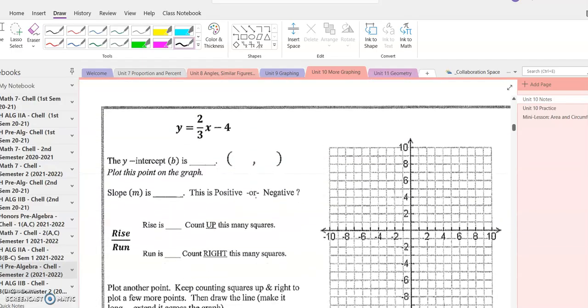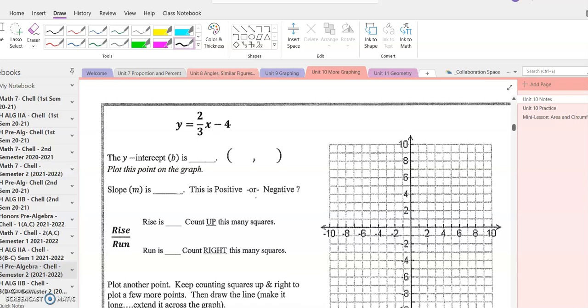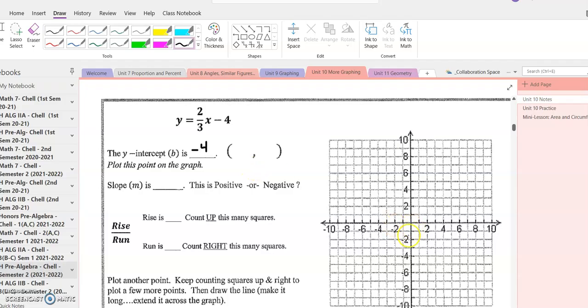Moving on to the next one, y equals 2/3 x minus 4. Again, the y-intercept is minus 4. So I'm going to go ahead and graph that. You go down 4. 1, 2, 3, 4. And the slope is 2/3, which means we rise 2 and run 3. So up 2, 1, 2, over 3, 1, 2, 3. And there we have it again with my perfectly straight line.